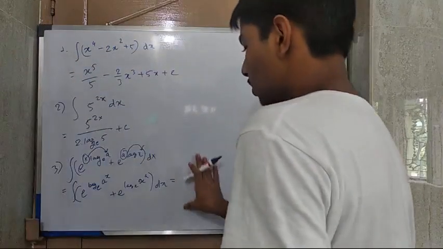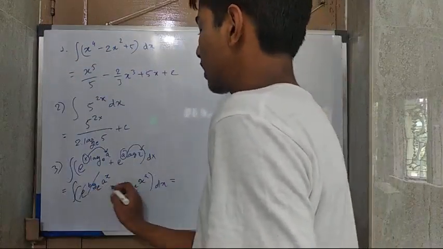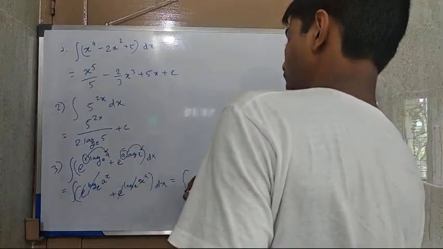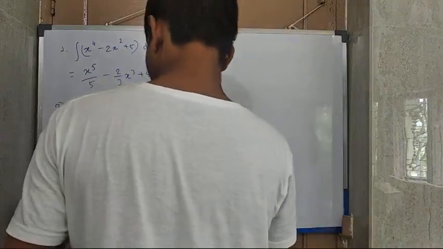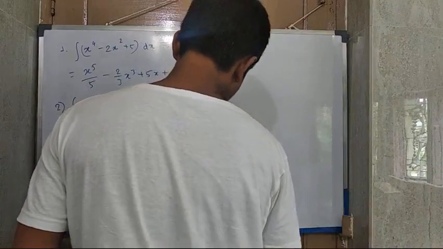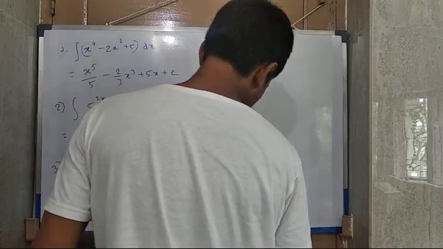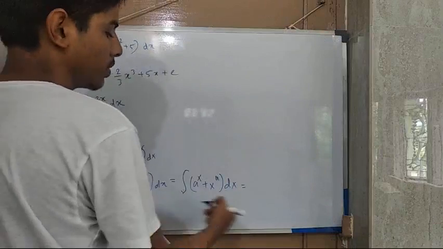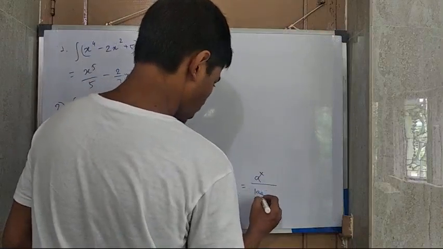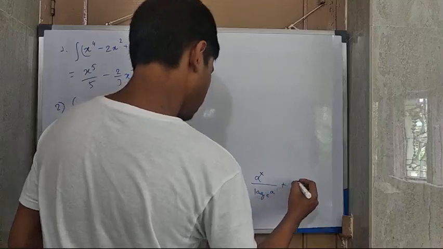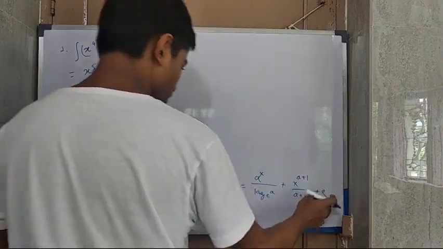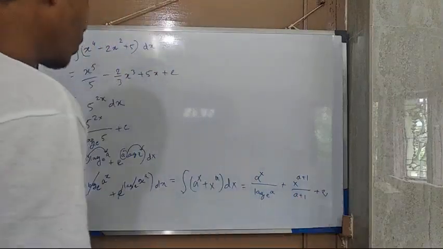From properties of log, you can again say that this will cancel out, and a to the power x plus x to the power a dx will be the integrand. So this will be a to the power x plus x to the power a dx, and we can simply integrate this as a to the power x by log a plus x to the power a plus 1 by a plus 1 plus c. So this is our final answer for the third question.